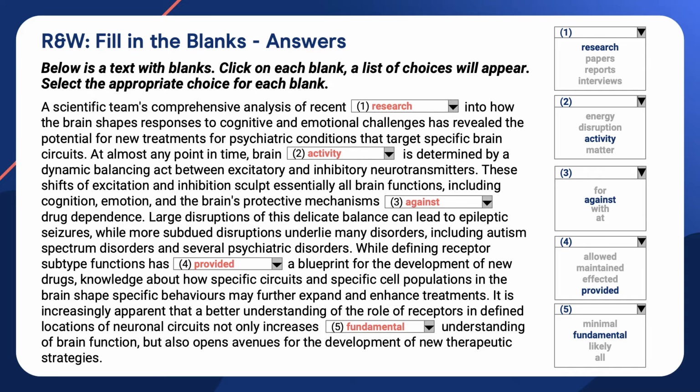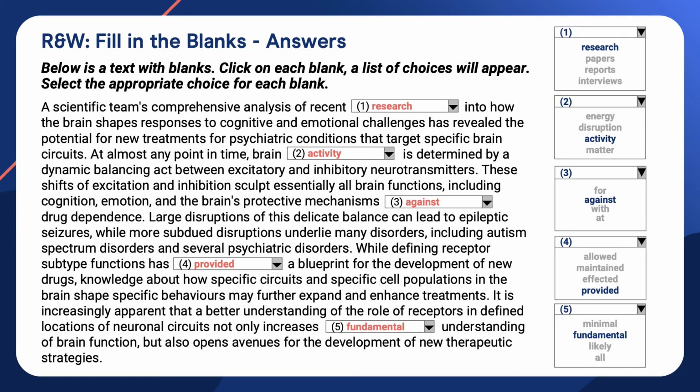So the first answer is research, as in an analysis of recent research. That one was pretty easy. The second answer is activity, as in brain activity, not brain energy, disruption, or matter. Number 3 was interesting. It was testing you on your understanding of prepositions, and this is really the first question that has done this. The correct preposition for this sentence is against. The other prepositions for, with, at don't fit.